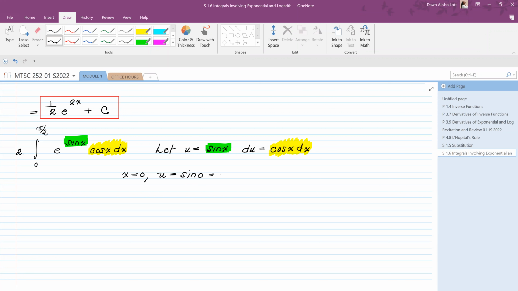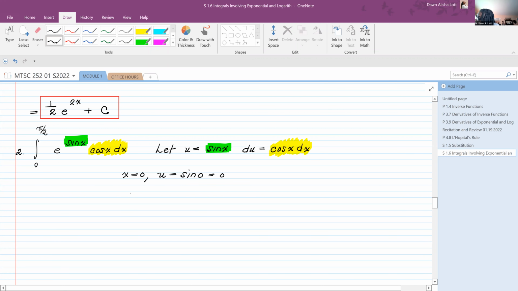Zero. Good. And if x equals pi over 2, then u is equal to the sine of pi over 2. And the sine of pi over 2, we're looking at that chart, we're going straight up, up there, 1. Okay. So now we can transform our integral.